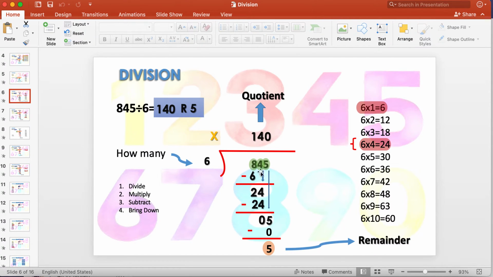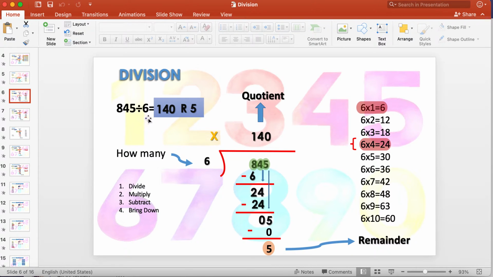So for example, in this case, first we divide 8 divided by 6, which is 1. Then we multiply 1 times 6, that is 6. We put it down here. The next step is to subtract, so we subtract 8 minus 6, which is 2. And the final step is to bring down. So we bring down the 4, and we make 24. And then we start again. We divide, then we multiply, we subtract, and we bring down.